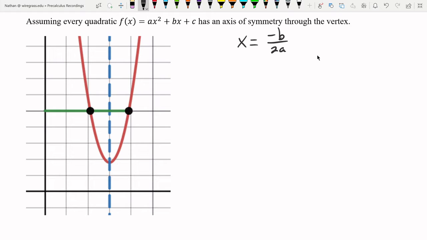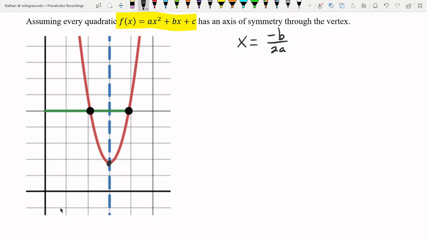So first off, we're going to assume that every quadratic function, of course, this is a quadratic function, has an axis of symmetry through the vertex. And it's going to be horizontally symmetric. You can flip it across that vertical line and you get the same thing. And so what I have here is drawn a generic quadratic function. We have some vertex point here.